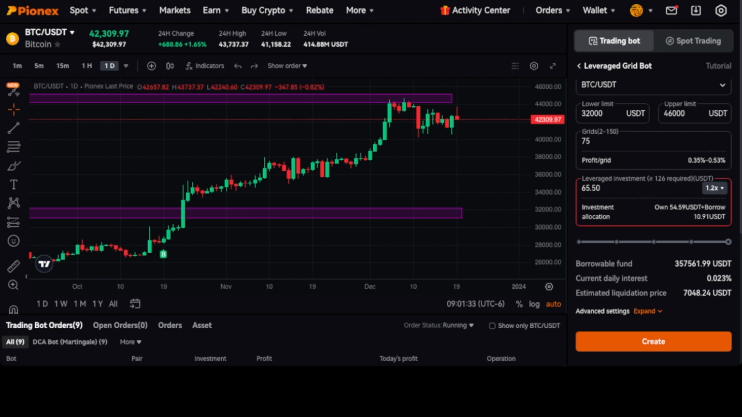Again, this is an advanced bot. It is advanced because you're borrowing funds that technically you don't have. Can it make you profits? Yes, but if you're borrowing and you don't really know what you're doing, it can be very hard to overcome that. And especially the fact that since you're borrowing, you're losing out on 0.023% every single day. Okay, so kind of be mindful of that.